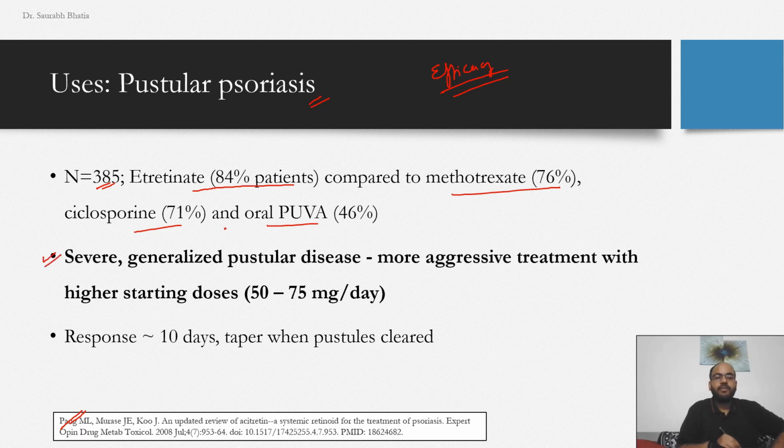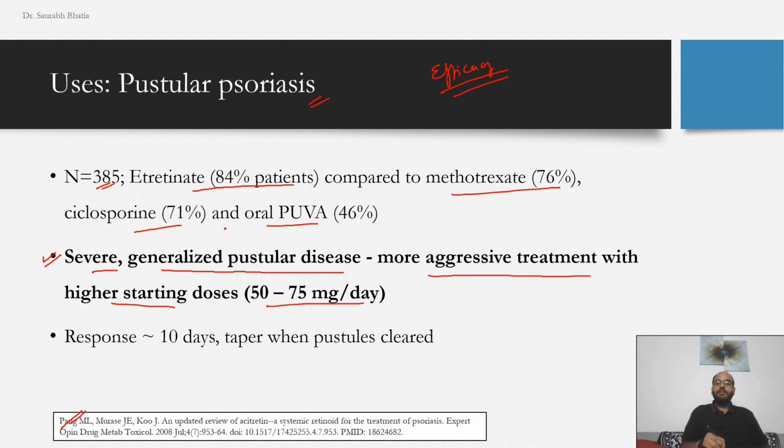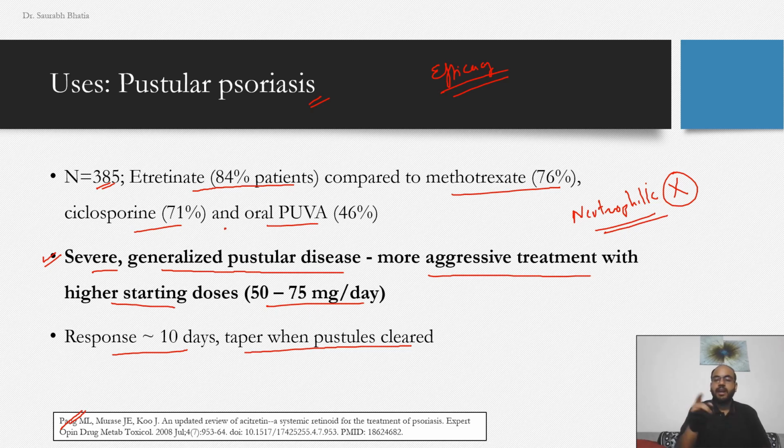Acitretin is a good drug for severe generalized pustular disease. In severe generalized pustular disease, you give more aggressive treatment with slightly higher doses, ranging from 50 to 75 milligram per day. So remember that along with anti-inflammatory action, there is also inhibition of neutrophil migration, and that helps in severe generalized pustular disease. Response can be seen in as quick as 10 days, and you have to taper acitretin and maintain on very low dose after the pustules are cleared. So you give acitretin in severe case till the pustules clear, and then slowly taper. If the patient is responding, then taper and stop. If not, then use very small doses as maintenance therapy.